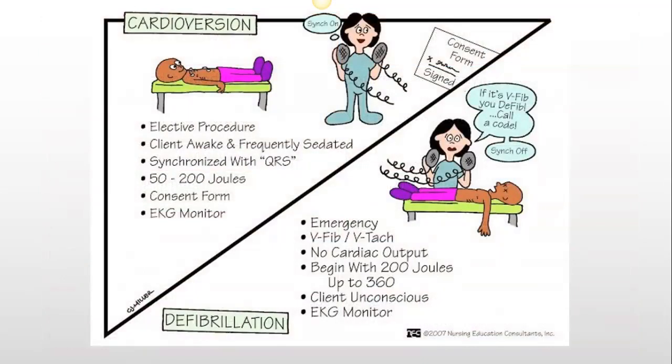And this is just a little bit of a nursing chart. As I said, we use lower joules with cardioversion, 50 to maybe up to 200. Defibrillation, we're going to begin with the higher joules and ramp it up to get them out of that. The person is unconscious and it is a medical emergency. Cardioversion, on the other hand, usually has the patient awake, frequently sedated so they're not feeling the shocks as much, and we're going to try and get them out of that and back into normal sinus rhythm.